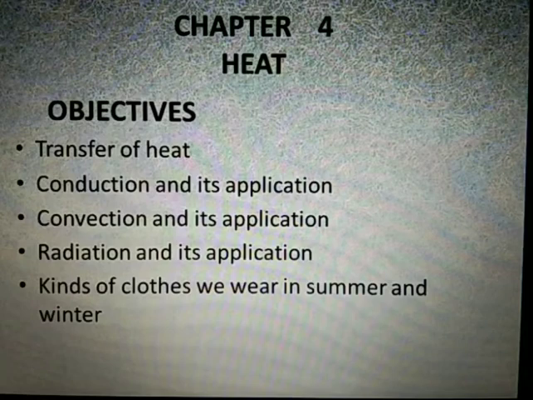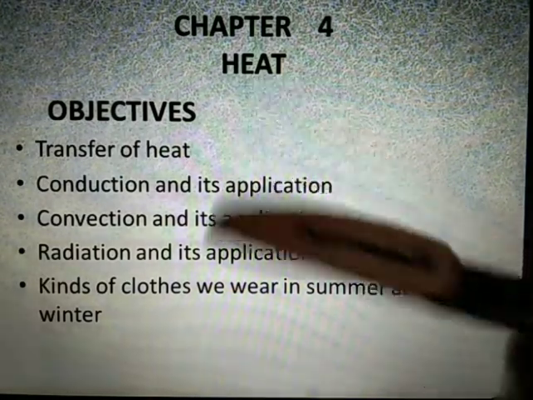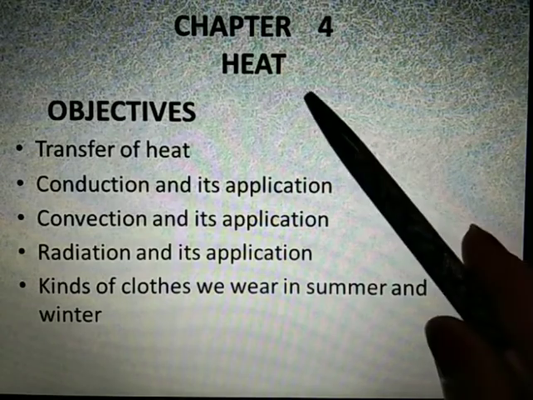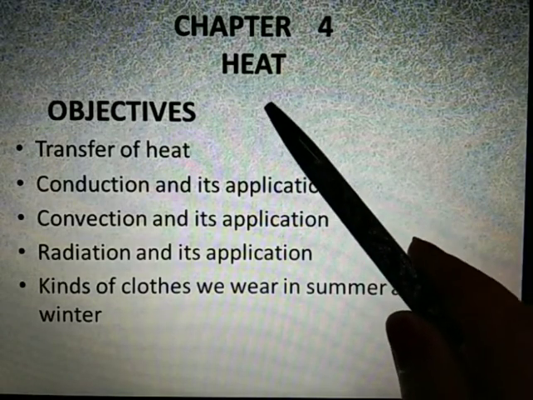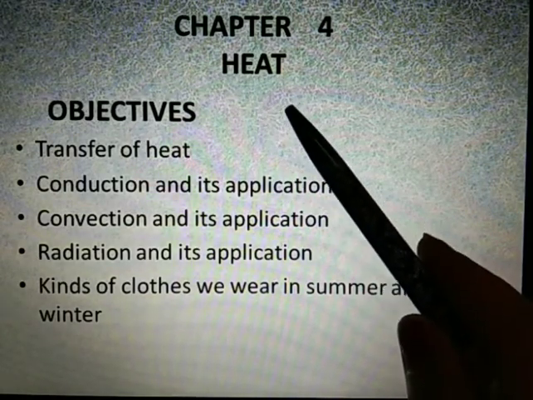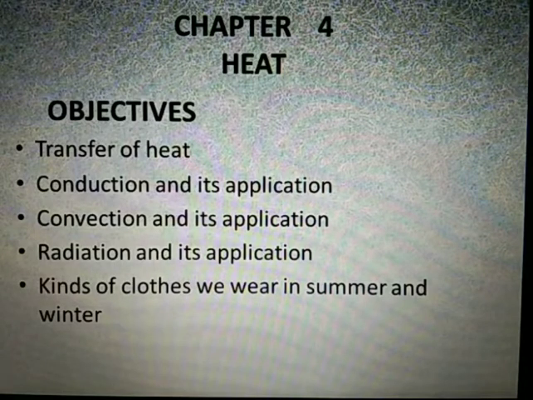Dear students, today we will continue our chapter 4, heat. You have already discussed heat. What is heat? Heat is basically a form of energy which makes the object hot. This you know that any object becomes hot, that means it produces heat.